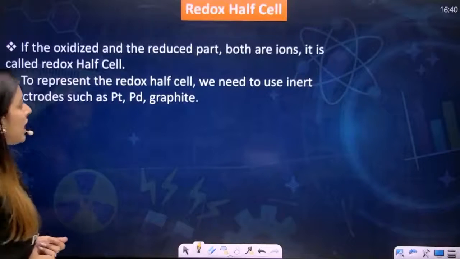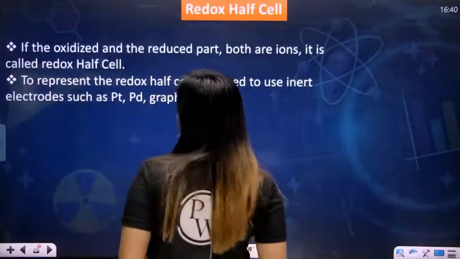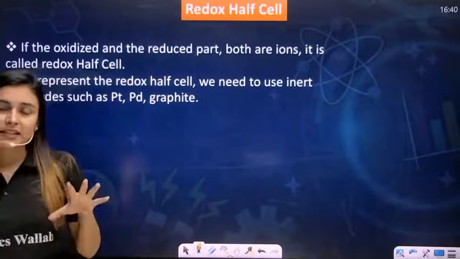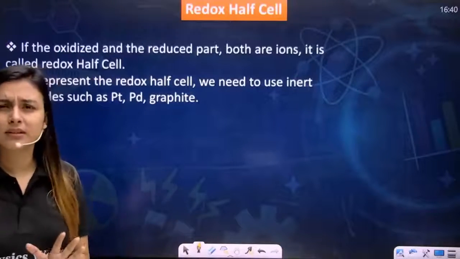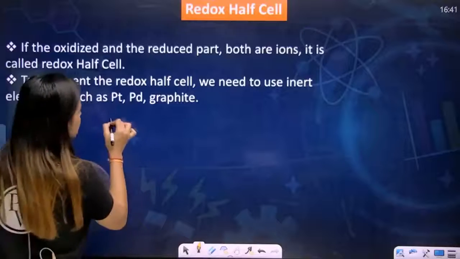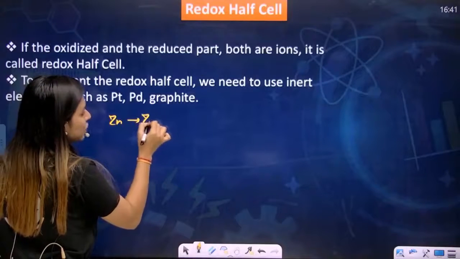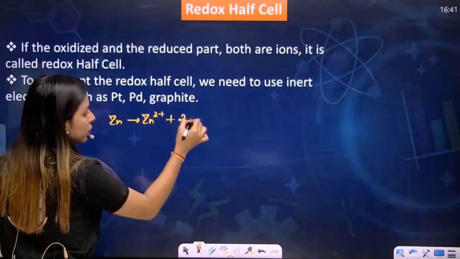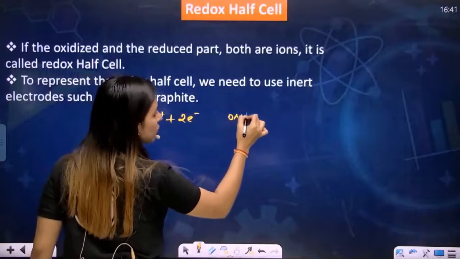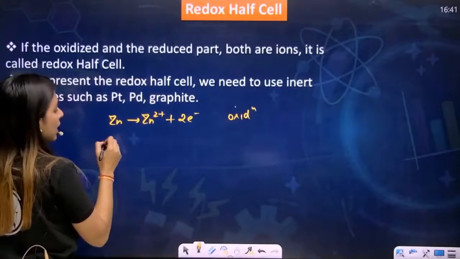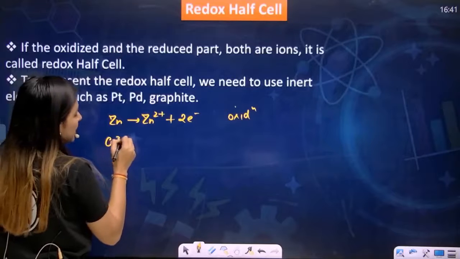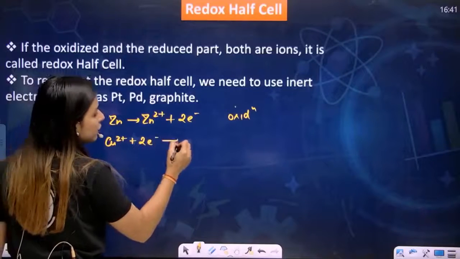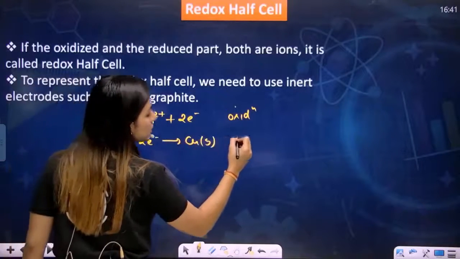If the oxidation and the reduced part both are ions, it is called redox half cell. Now, what does this particular line mean? You know what it means, but still I'll help you out. Let's say you had zinc that went into zinc 2 plus and 2 electrons. This was oxidation. You had the other half cell at cathode where copper 2 plus gained 2 electrons and gave you copper solid. This was reduction.